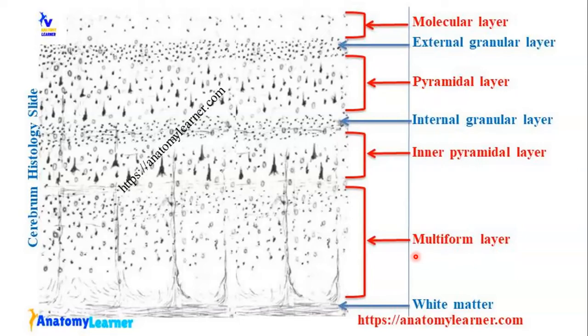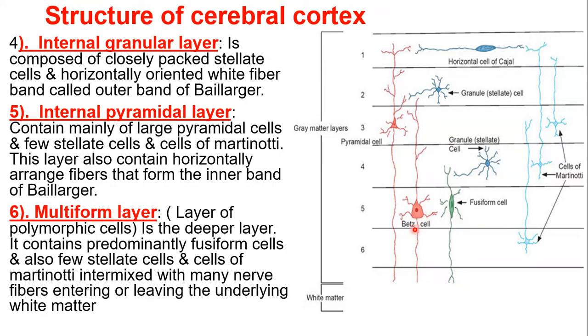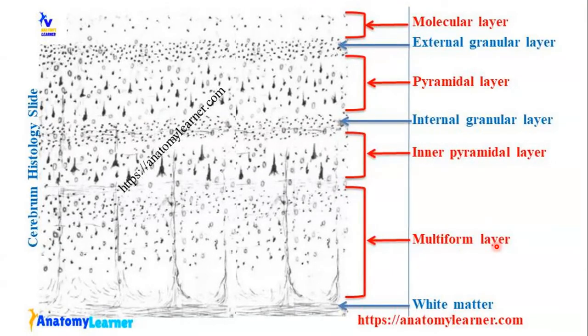The multiform layer, the last layer, is the deeper layer, and it contains fibers, mostly the Martinotti cells, and also stellate cells and fibers of the pyramidal cells, which are entering or leaving the underlying white matter.